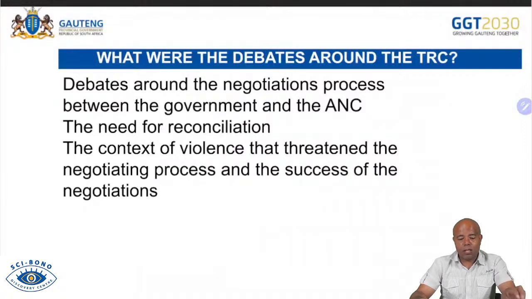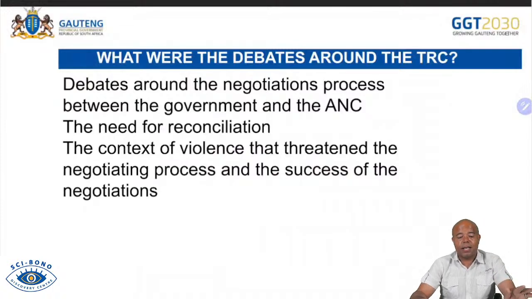Now, what should we understand here? There were debates around the TRC, whether it was successful or not. So let's quickly look at the debates. The first point: debates around the TRC and the negotiating process were between the government and the ANC. Take note, between the National Party and the ANC. There had to be a reconciliation process with regards to it. Why? Because of the context of violence, and it was a threat to the negotiating process as such. And the TRC had to be successful, because of the threat to the negotiating process.